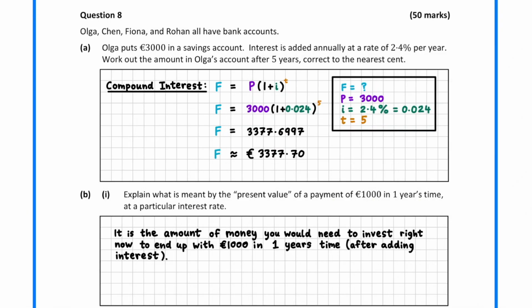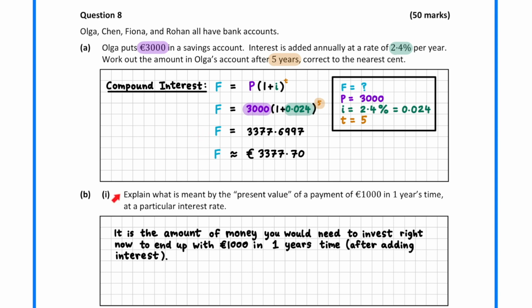In question 8a, we must find out how much money Olga ends up with 5 years after depositing €3,000 in a bank account. To solve this, we use the compound interest formula. The initial value, P, is 3,000. The interest rate, I, is 2.4%, which is 0.024 as a decimal, and the time period, T, is 5. We get to our answer by using our calculator and then rounding to 2 decimal places.